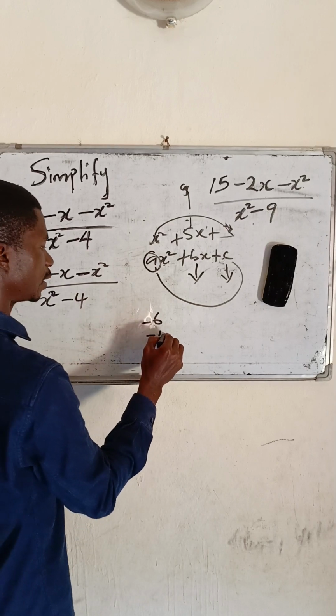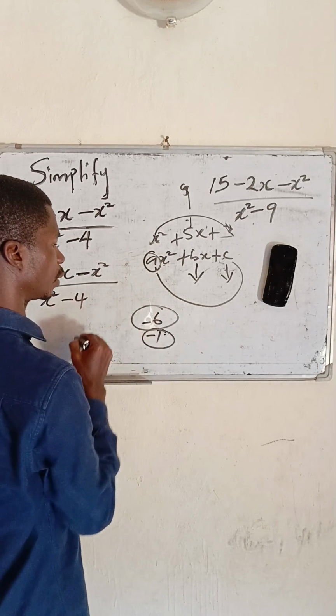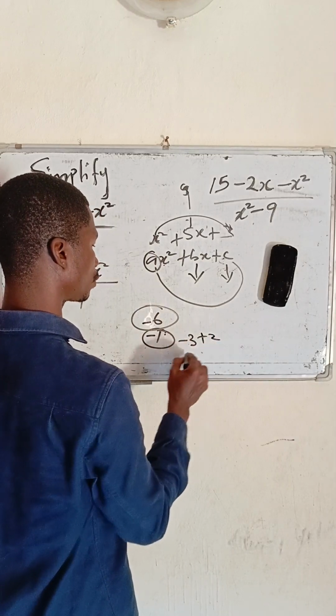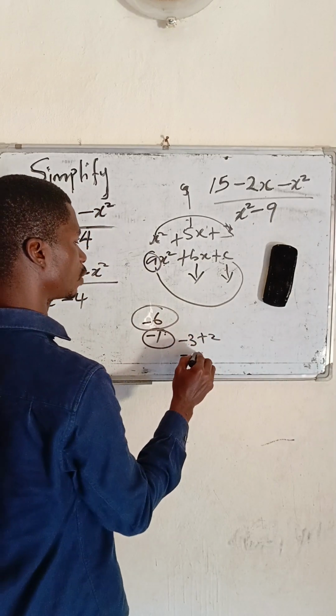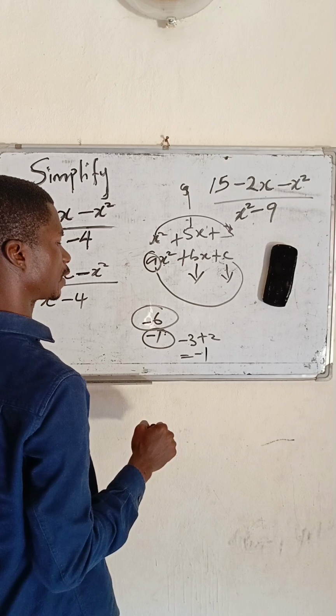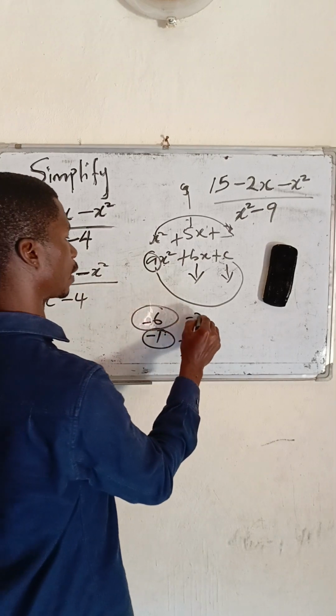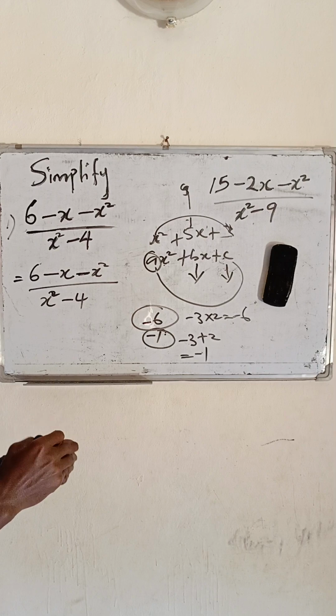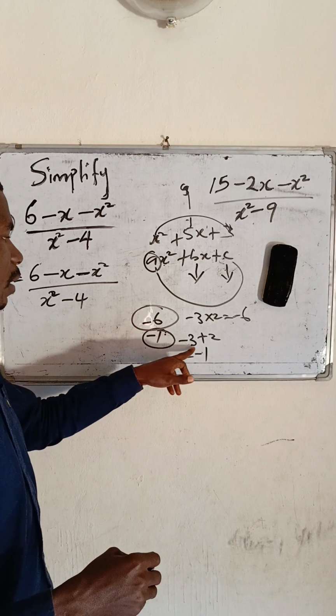The ones that you add that will give you this one, and what you multiply that will give you this one. Let's see. Now we have minus 3 plus 2. Minus 3 plus 2, are you seeing it now? If you add it, you have minus 1. If you multiply it, minus 3 times 2, it will give minus 6. So the right thing to use is minus 3 plus 2.